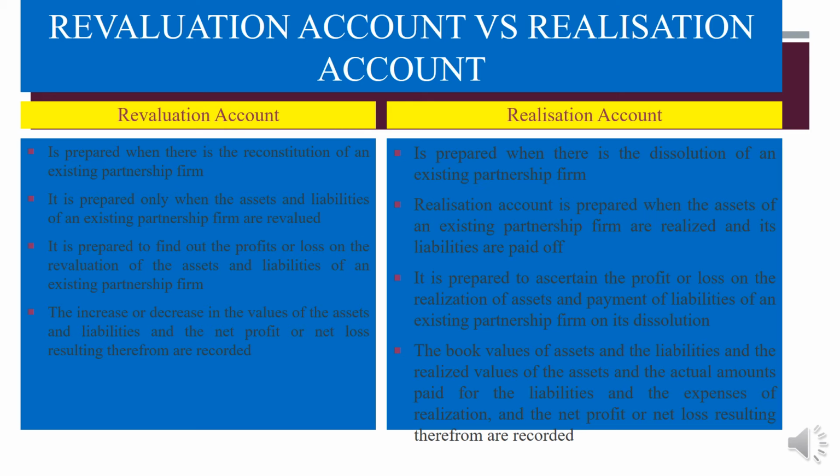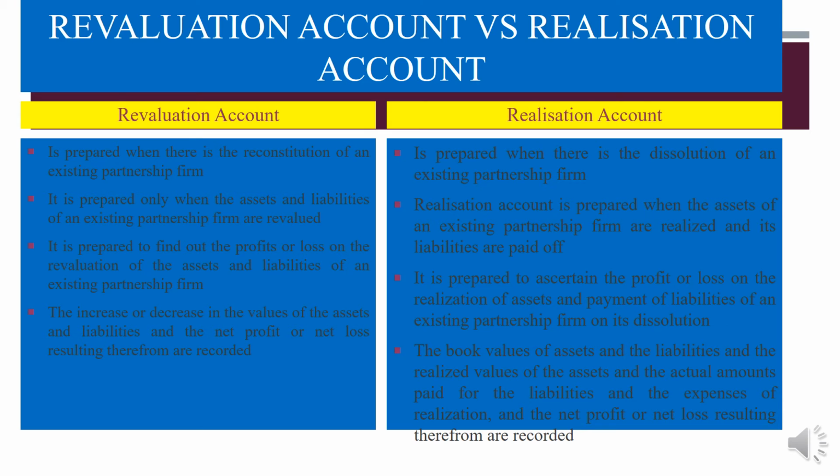But here in the realization account, we record the book value of the assets and liabilities, the realized values of the assets, the actual amounts paid for the liabilities, and the expenses of realization, then finally we find out the net profit, okay, or net loss. So what we do is, first we record the book value of the assets and liabilities. This is very important. This is the first step.